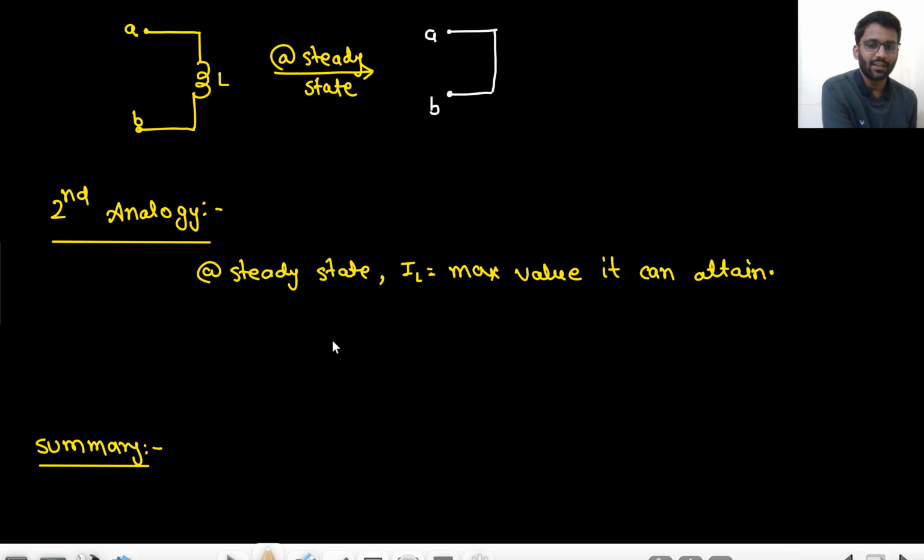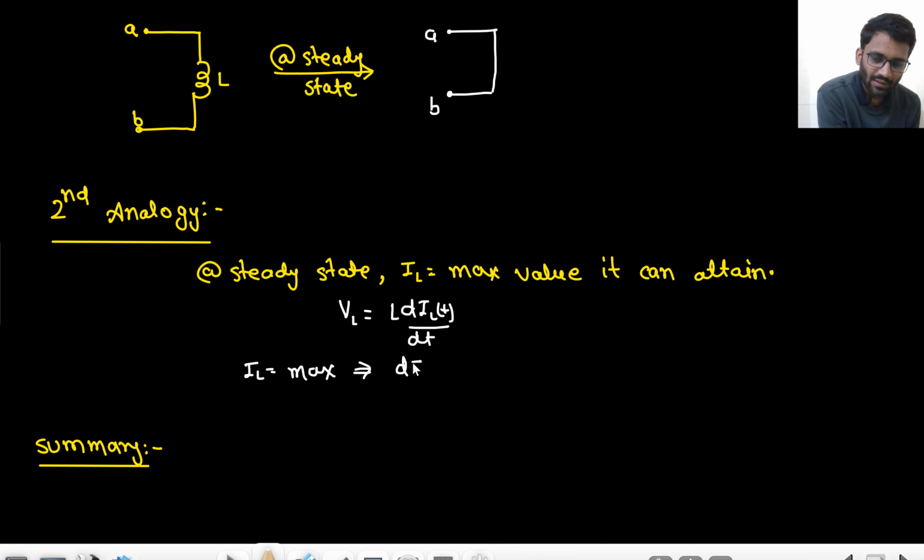And what is the second analogy that you can see? What is voltage across the inductor? That is L di_L by dt. So at steady state, we have reached the maximum current, right? In case of capacitor, we reached the maximum voltage at steady state. And now in case of inductor, we have reached the maximum current, right? So if i_L is equal to max, that means di_L by dt would be equal to 0. That shows V_L is equal to 0.